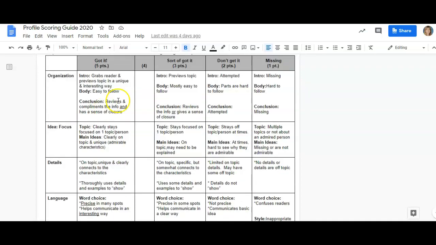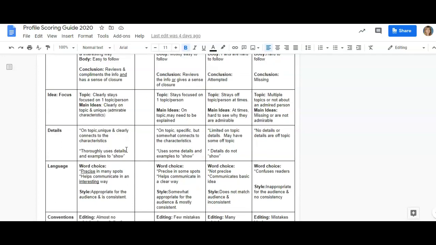For organization, you want to be able to grab your reader and preview topics in a unique way, an interesting way. In the body of it, it should be easy to follow. And for the conclusion, it should review and complement the information, and it has a sense of closure. For the focus of your topic, it should clearly stay focused on one topic or person, and the main ideas are clearly on topic, and you have unique, admirable characteristics. For the details, they're on topic, unique, clearly connect to the characteristics. You thoroughly use details and examples to show what you mean.